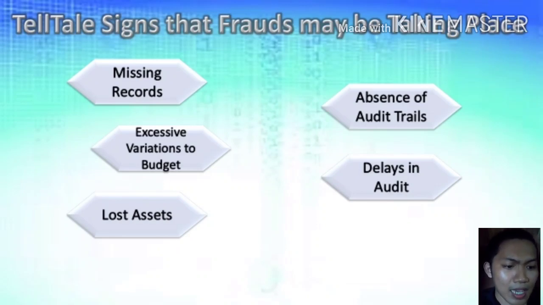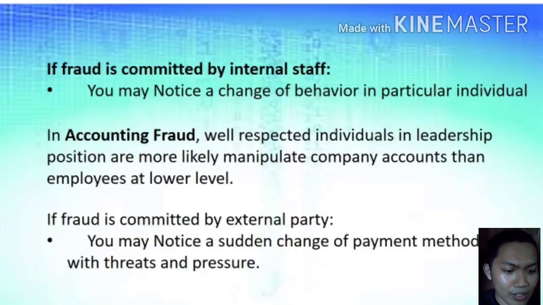Next is excessive variations to budgets. It is about the budget variance, whether it is favorable or not. And having lost assets, absence of audit trails, and delays in audits. Again, these are just some of the obvious indicators of frauds.